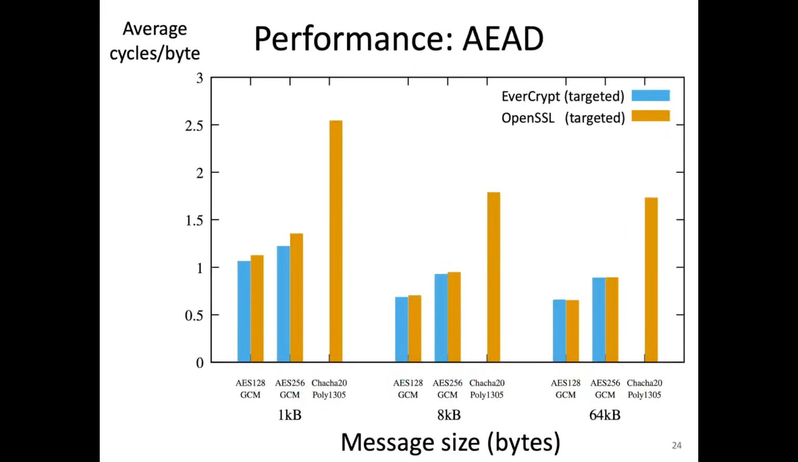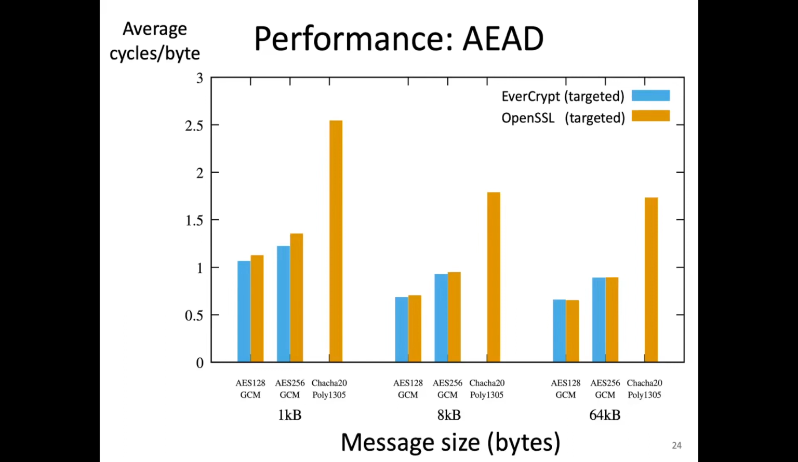We see a similar story when looking at targeted versions of authenticated encryption, or AEAD. Here, the x-axis shows authenticated encryption for increasingly large messages, while the y-axis shows performance in cycles per byte encrypted. So once again, lower is better. For each message size, we show two variants of AES, as well as OpenSSL's targeted version of Cha-Cha-Poly.